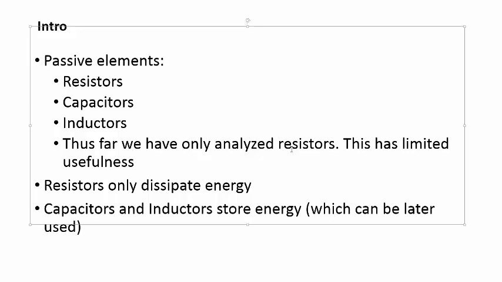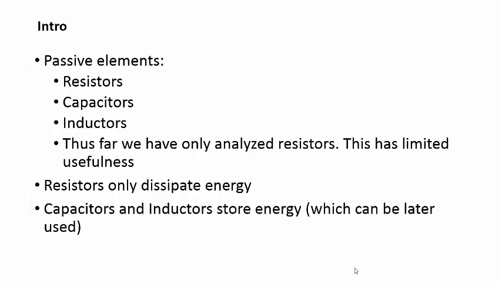The circuits we have analyzed so far have been all resistor circuits, and resistor circuits have very limited usefulness by themselves other than learning the rules of electronics and the rules of engineering. Resistors can only dissipate energy, so when current passes through them, they heat up and they dissipate energy. Capacitors and inductors, on the other hand, will store energy. Capacitors will store electric energy and inductors will store magnetic energy. And in general, at least in an ideal case, they do not dissipate energy.